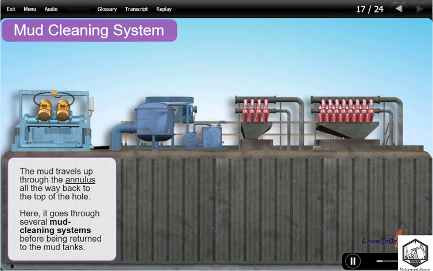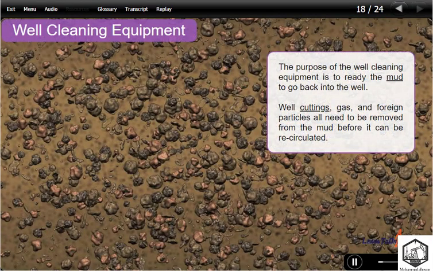The mud travels up through the annulus all the way back to the top of the hole. Here, it goes through several mud cleaning systems before being returned to the mud tanks. The purpose of the well cleaning equipment is to ready the mud to go back into the well. Well cuttings, gas, and foreign particles all need to be removed from the mud before it can be recirculated.